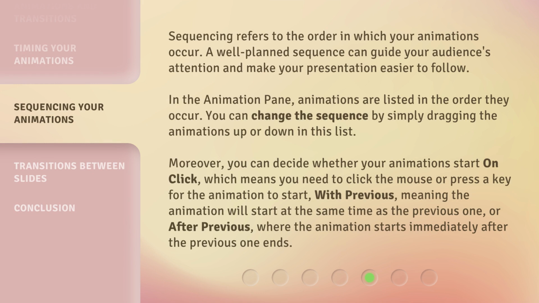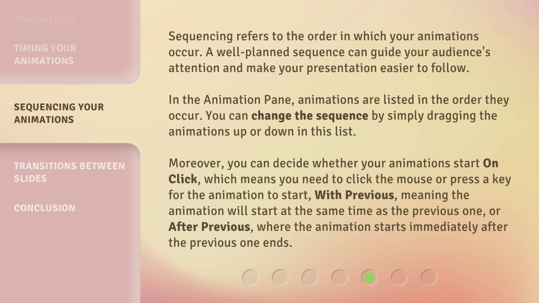Sequencing refers to the order in which your animations occur. A well-planned sequence can guide your audience's attention and make your presentation easier to follow. In the animation pane, animations are listed in the order they occur. You can change the sequence by simply dragging the animations up or down in this list.